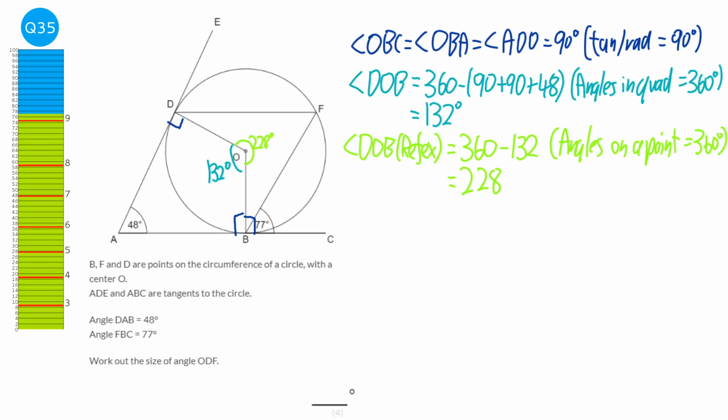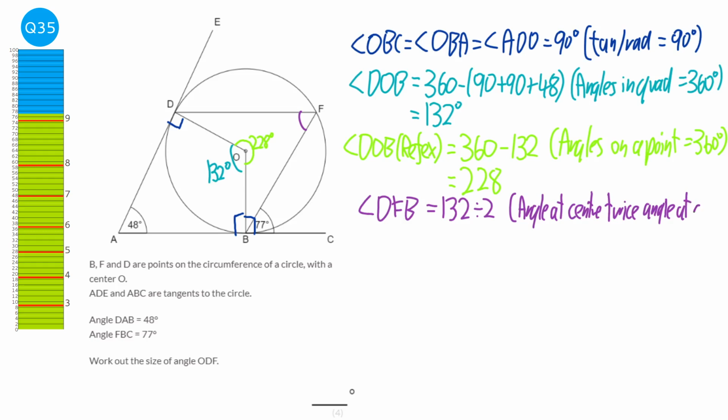Now we can also use the circle theorem to work out this one, because we've got an angle at the centre and an angle at the circumference. And the angle at the centre is twice the angle at the circumference. So angle DFB is going to be 132 divided by 2. Angle at centre twice angle at circumference.